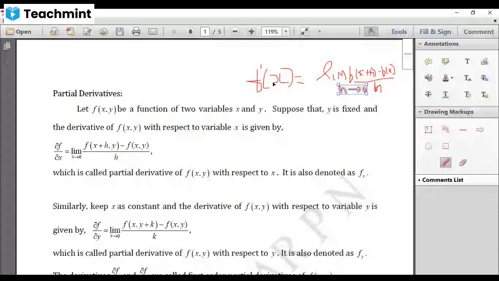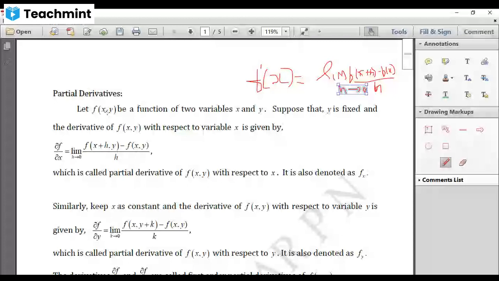Now here this derivative is dependent only on x, right? That's why this is total derivative. Now the question is, suppose you are given a function of two variables, that means your f is dependent on two variables, x and y, two independent variables. Then what is the derivative of f? That is the question.